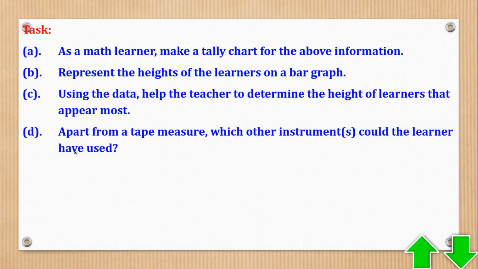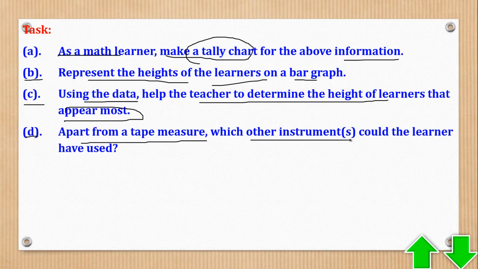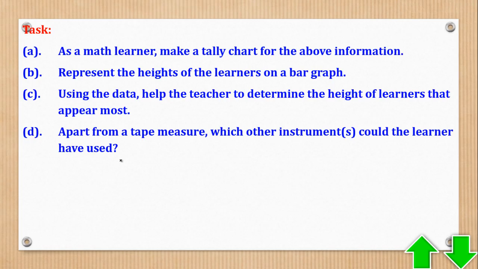Then they say task A, as a math learner, make a tally chart for the above information. Part B, represent the heights of the learners on a bar graph. Part C, using the data, help the teacher to determine the height of learners that appear most. Part D, apart from a tape measure, which other instruments could the learner have used? So we shall go step by step.